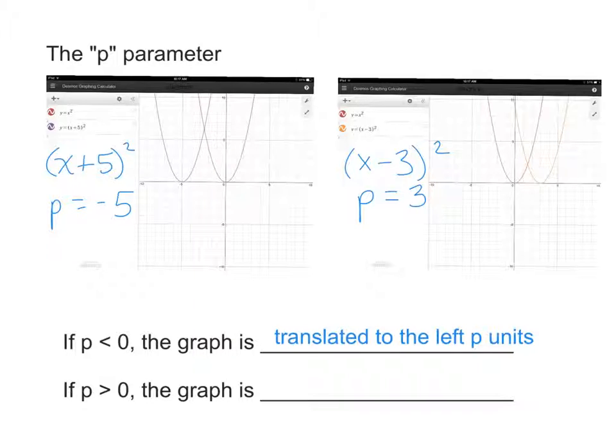If p is greater than 0, the graph is translated to the right p units, that's how far it goes. So the absolute value of p tells you how far it goes. But if it's a negative number, it goes to the left. If it's a positive number, it goes to the right.